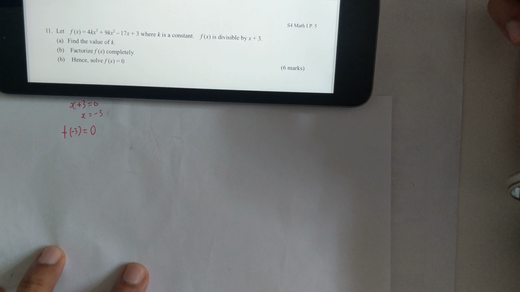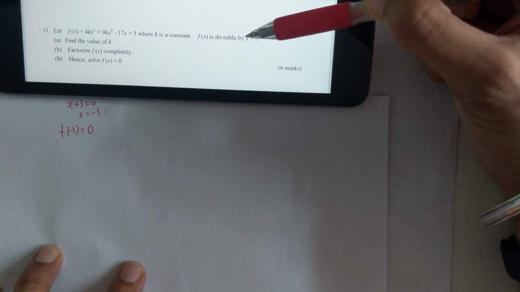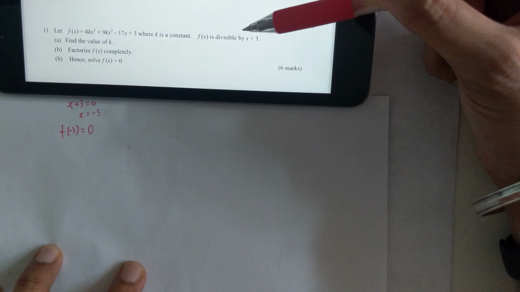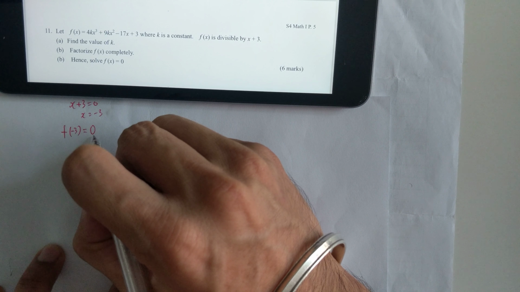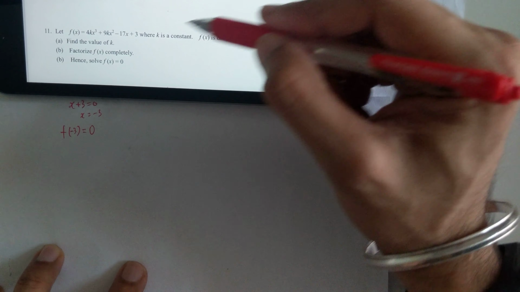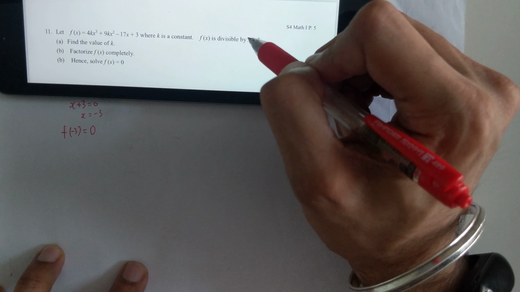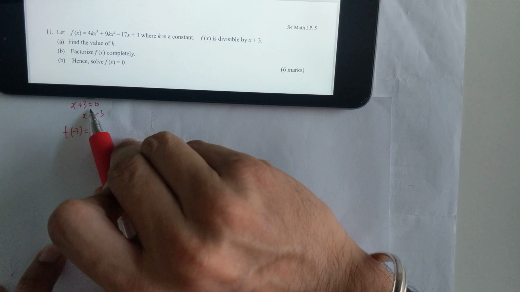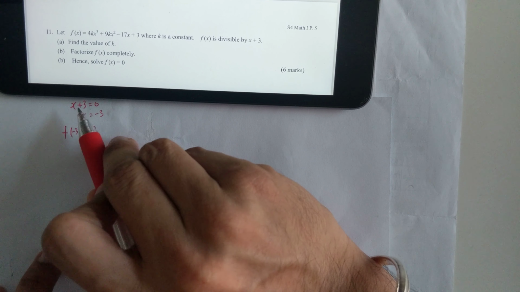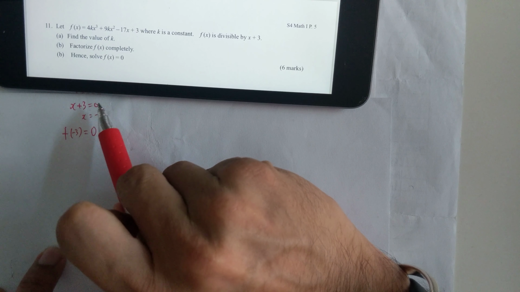So number 11 is a polynomial question. f(x) is divisible by x plus 3. The word divisible means that the remainder is 0. And how do we know that it's negative 3? Every time, whatever they say it's divided by, make that thing equal to 0. Okay, get me? When you move the 3 over, it becomes negative 3.